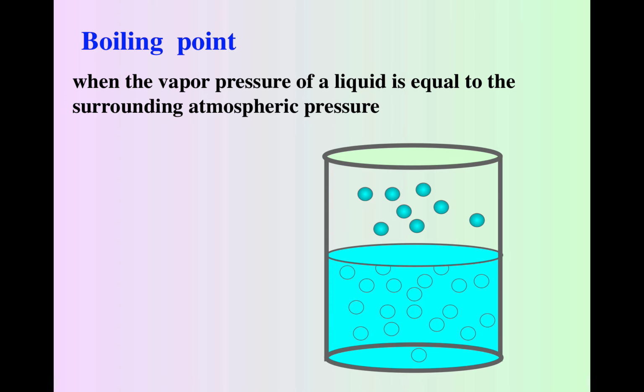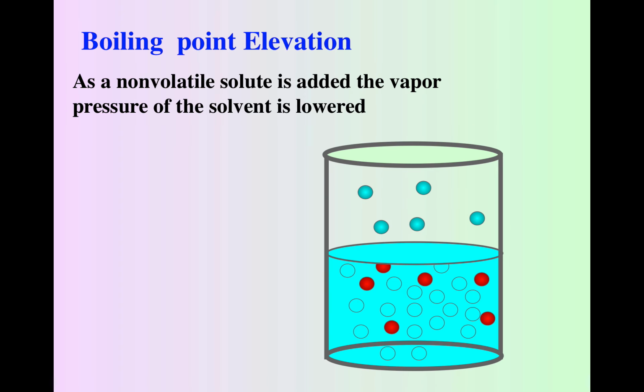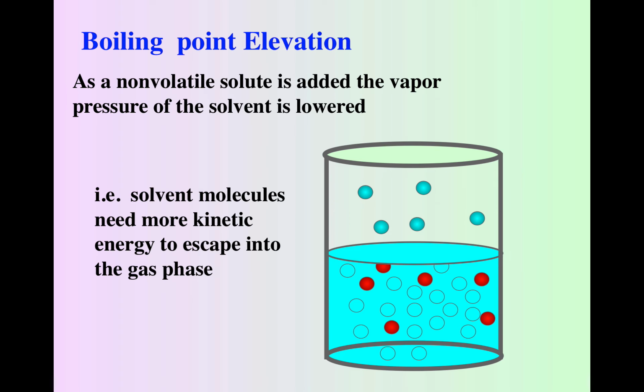All right, when the vapor pressure of the liquid is equal to the surrounding atmosphere, you boil, right? So if all of a sudden I have solute particles interfering with that interface, it's harder to boil. You raise the boiling point. Need more kinetic energy in order to escape. So you've got to get the water hotter if you want to reestablish that equilibrium where you've got the vapor pressure equal to the atmospheric pressure.